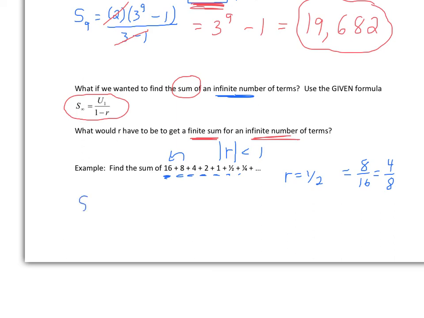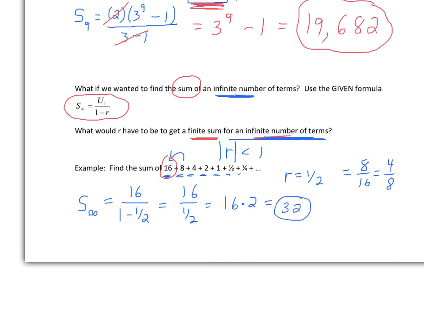So we have a pretty simple formula to use here. The sum of an infinite number of terms, so s sub infinity, is equal to u sub 1, our first term, which is 16. Here's our first term, divided by 1 minus the r value. So it's a pretty simple calculation. You have 16 divided by 1/2, which is the same as 16 times 2, which gives us 32. So what this is saying is if we were to add up an infinite number of terms, our sum would be 32.